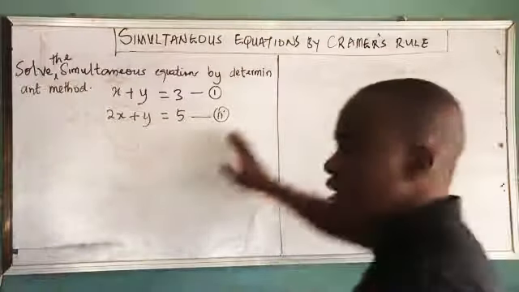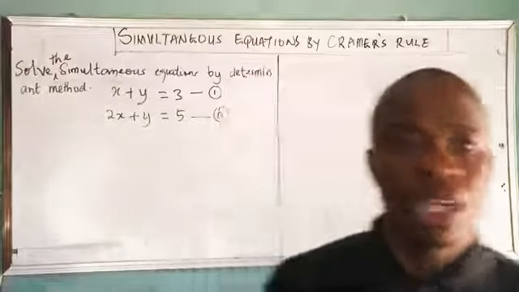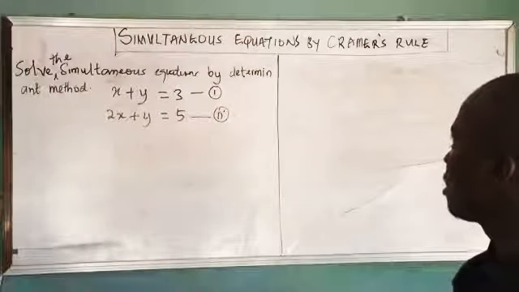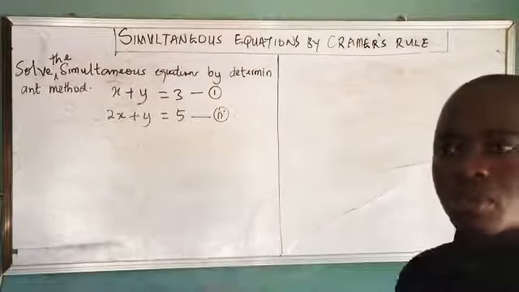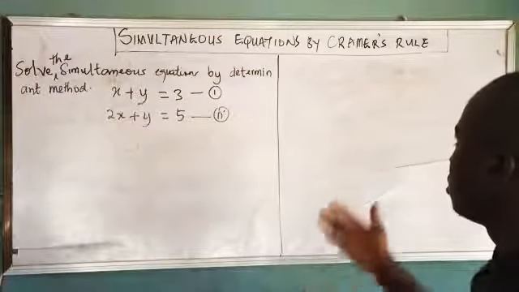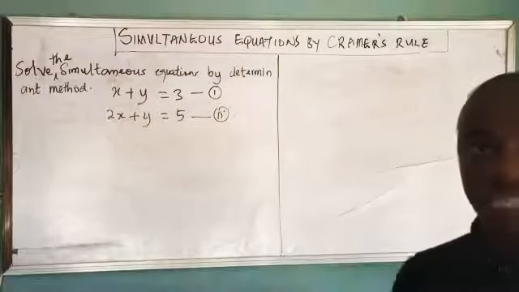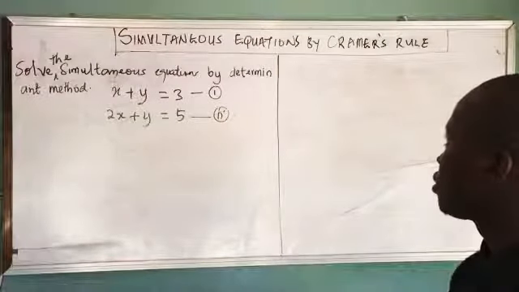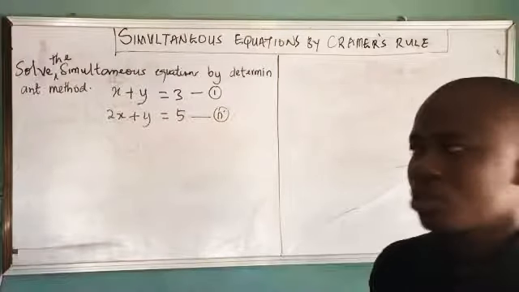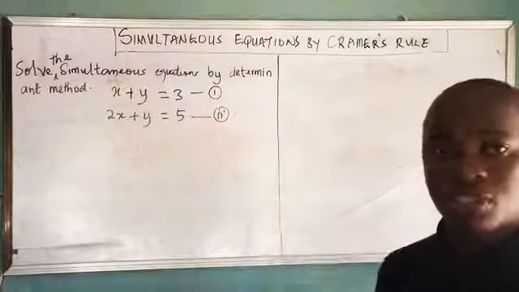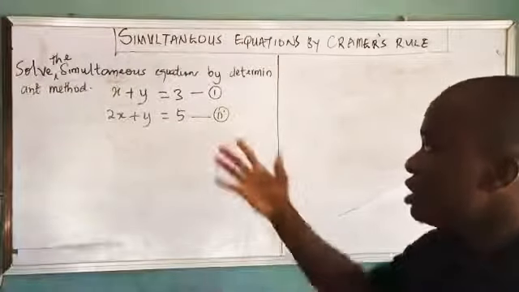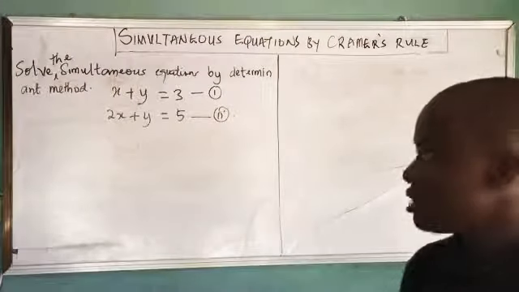By the grace of the Most High God, today we are going to be discussing the topic: simultaneous equations by Cramer's rule. This Cramer's rule can also be called the determinant method. Yes, determinant method. The reason it's called Cramer's rule is that Cramer used the determinant method to solve the problem of simultaneous equations. Therefore, he is the one who came up with a method of using determinants to solve the problem of simultaneous equations.